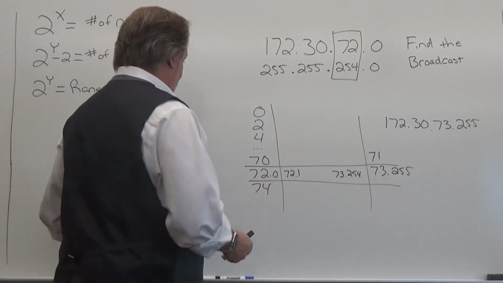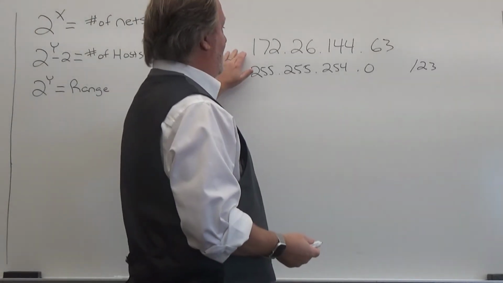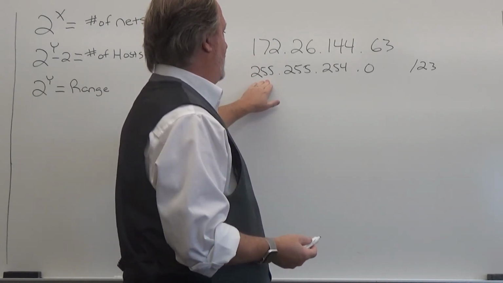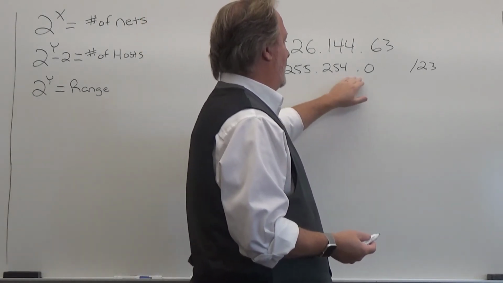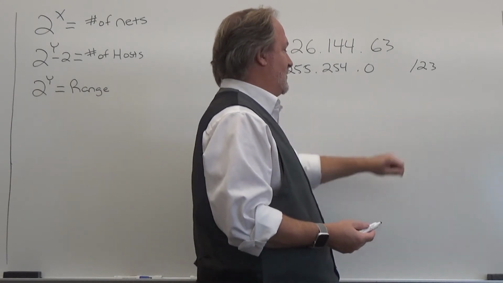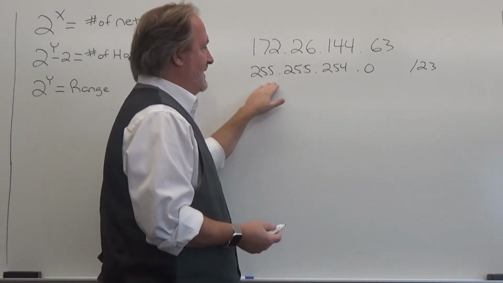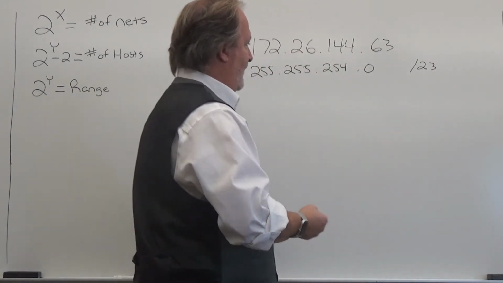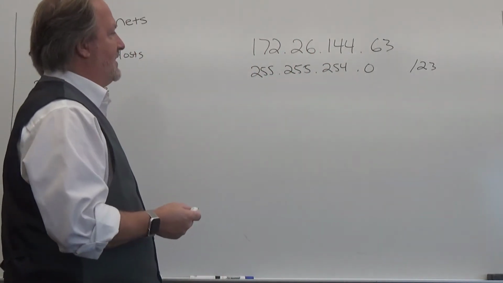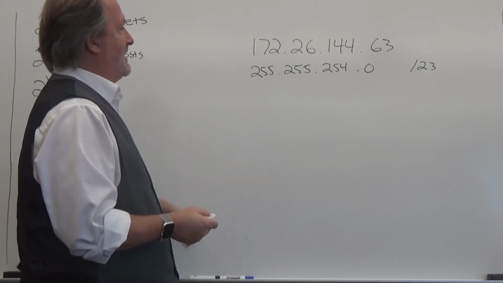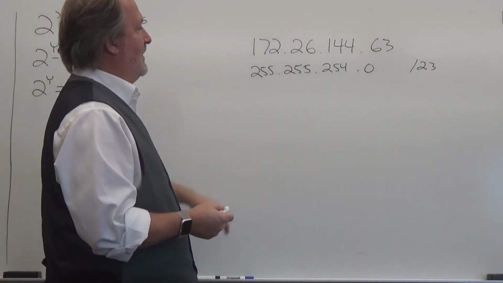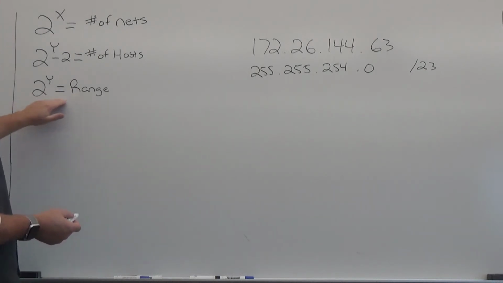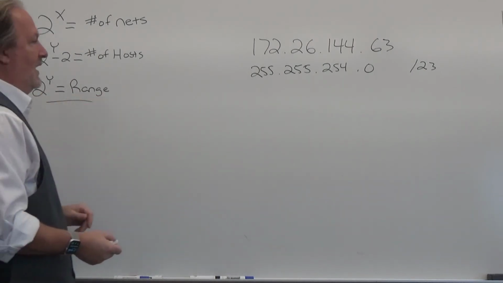All right, let's work out another one. So I've got 172.26.144.63, and with the exact same subnet mask, 255.255.254.0. So that obviously comes out to /23. So again, sometimes they'll give you the entire subnet mask. Other times they just give you the / notation, and you have to figure it out yourself. And in this one, they're asking, what subnet does this address belong to? So we know right away that's what we're going to be focusing on.